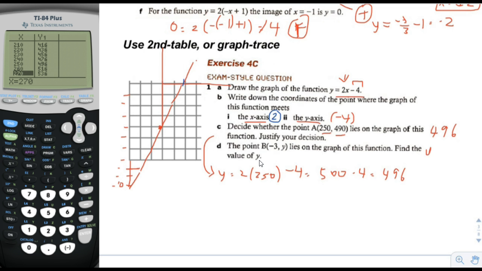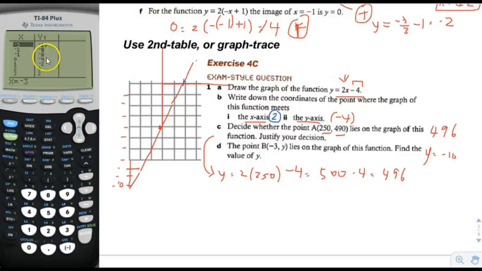Now we can also find it with the table. So let's go back to x equals 0, and then we're going to adjust the step size one more time. You should always adjust the step size when the cursor is on 0, otherwise you can get some weird stuff here. We'll make the step size 1 again. Okay, and then we'll go back to x equals negative 3. And what's y? It's negative 10.